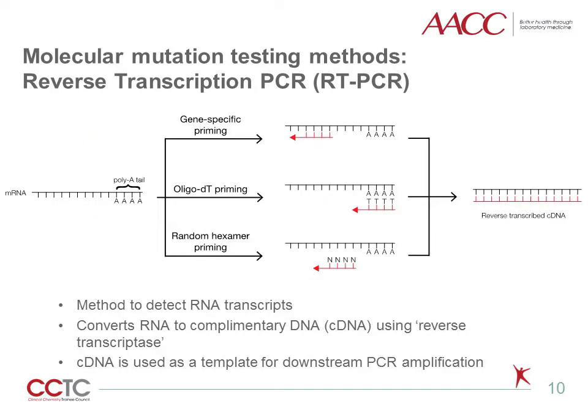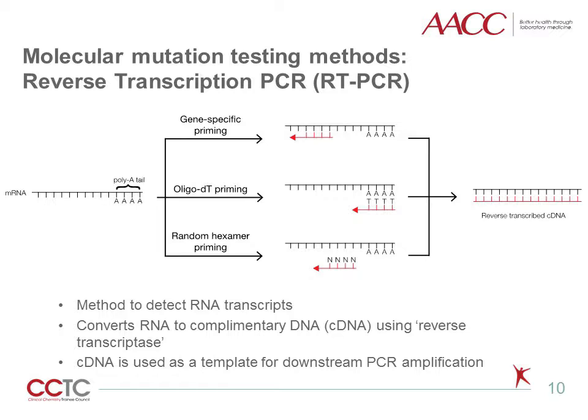Reverse transcription PCR is used to convert RNA into complementary DNA, cDNA. The process uses a viral reverse transcriptase to catalyze the conversion. There are 3 common primer approaches that will produce different RNA populations. Gene-specific priming uses primers to target a specific RNA transcript and preferentially amplifies the target transcript.